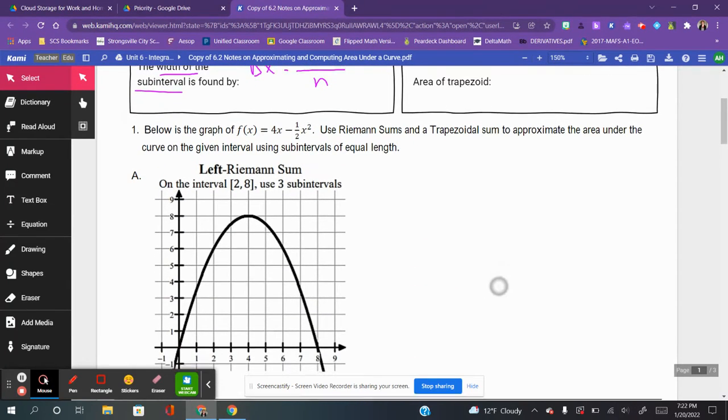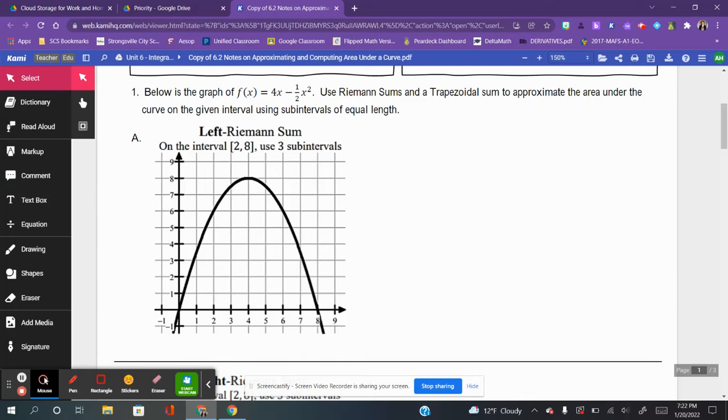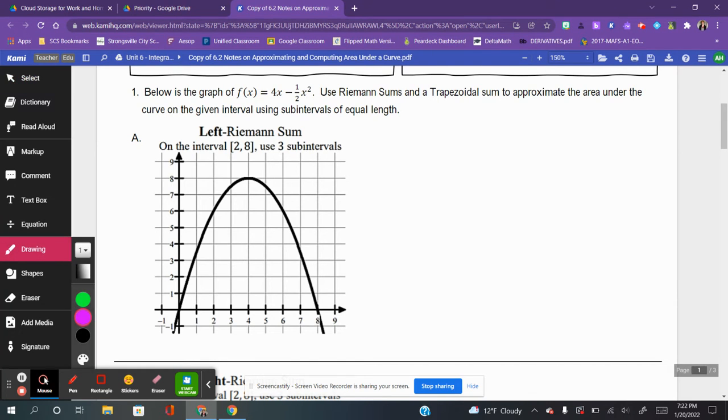So below is the graph of the function 4x minus 1/2 x squared. We're going to use different Riemann sums in order to approximate the area under this curve, using subintervals of equal length. This is going to be important, okay? Not all subintervals have to have the same width unless specified. So if it says of equal length, then every subinterval will be the same width.